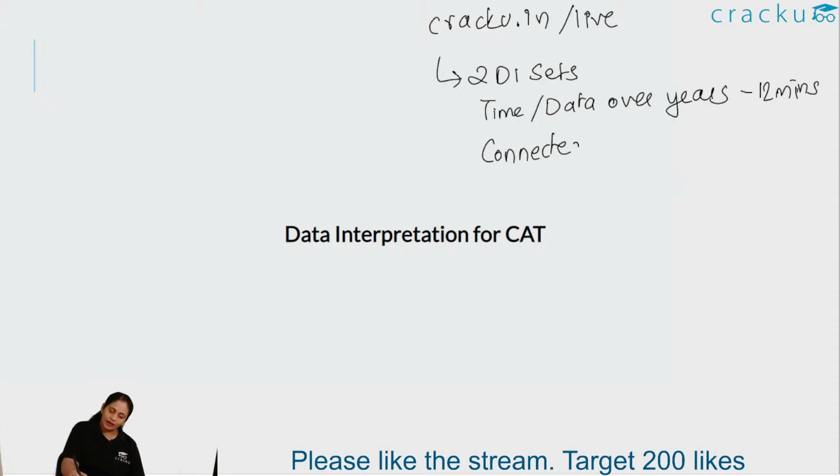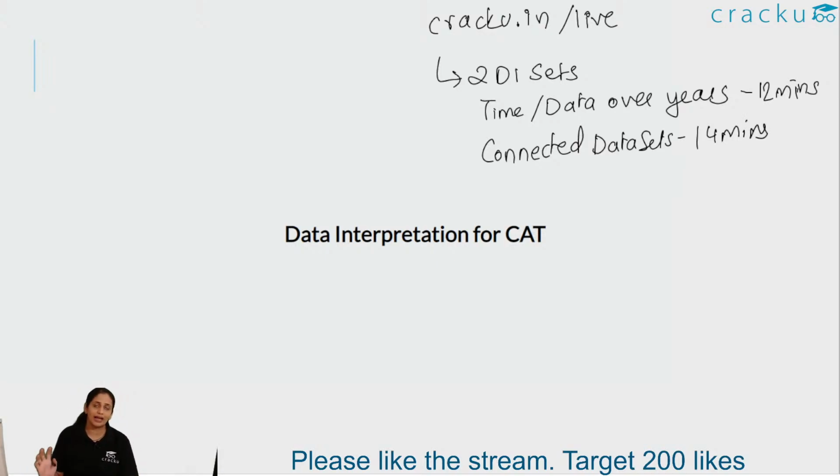Whenever you have DI tables with data tables, those are generally the sets you should always attempt because they are very doable. They'll not be impossible to do or you'll not get stuck. The only problem with those kind of DI sets is that they might take more time, but you will get to the answer for sure. So the second set would be connected data sets. I'm giving you more time over here, 14 minutes. Both of these are actually very doable, and if you actually get them in CAT, you should do them.